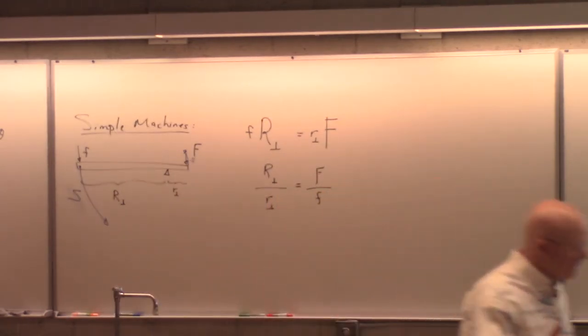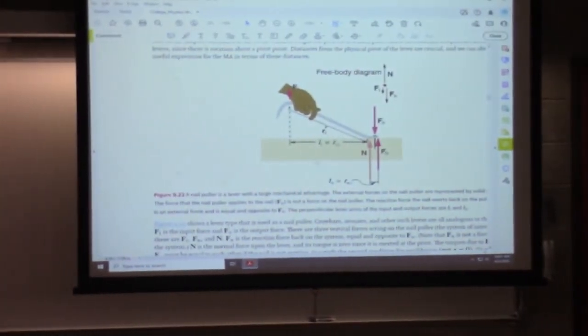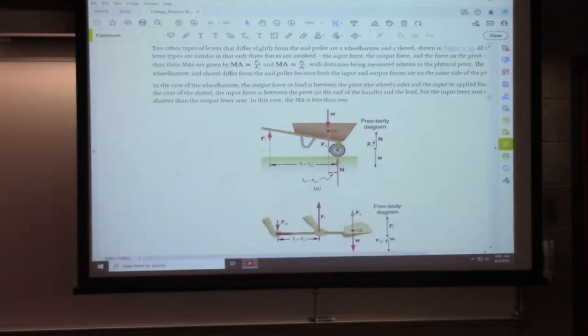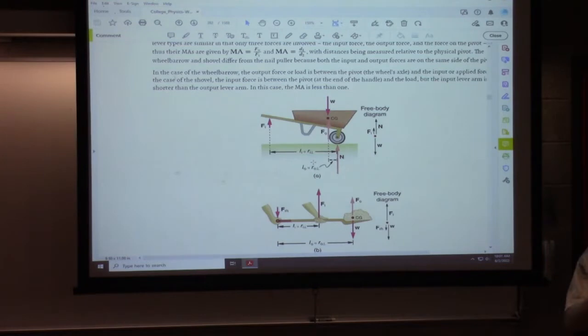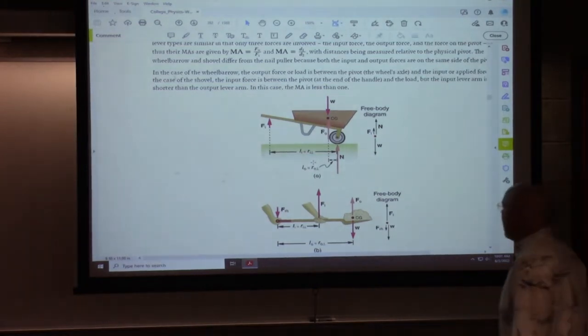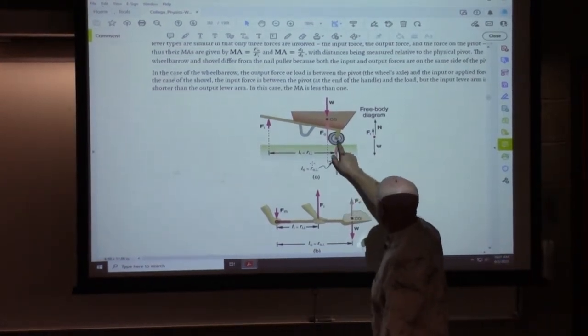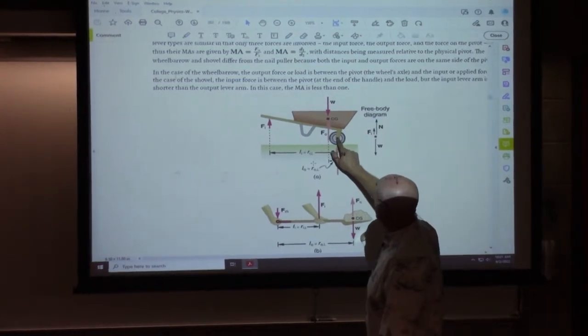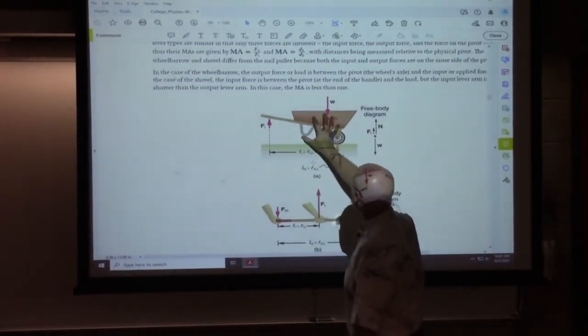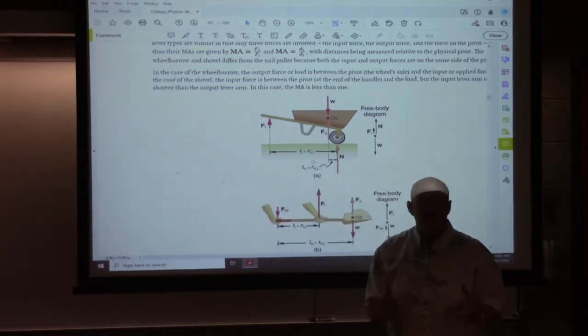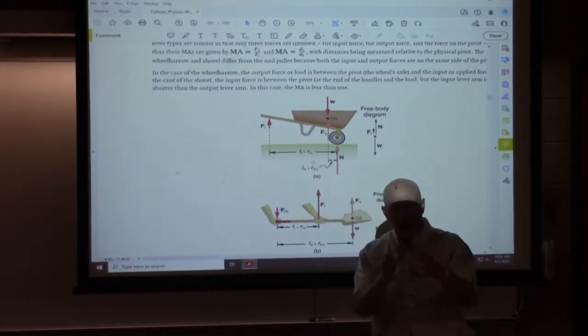Oh, watch, your author gives you another one. Maybe I won't say too much about it. This one's pretty obvious too. They just put the fulcrum point slightly different here in the wheelbarrow. But with a wheelbarrow, the same principle applies, that you're going to pivot right here at the center of the wheel. And then, of course, you load up the wheelbarrow with a lot of weight. And so maybe we fill this up with dirt.